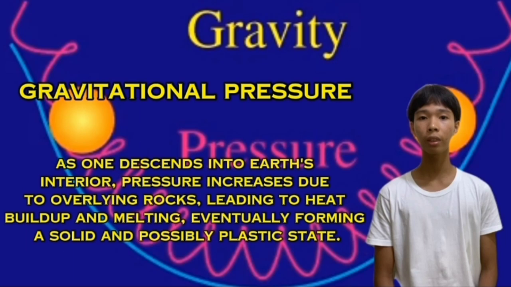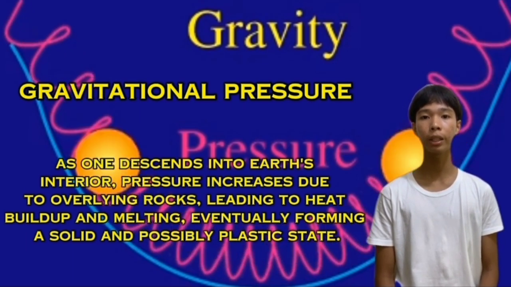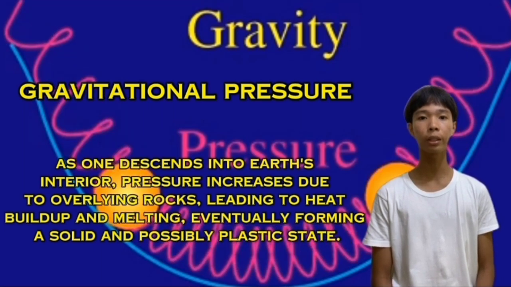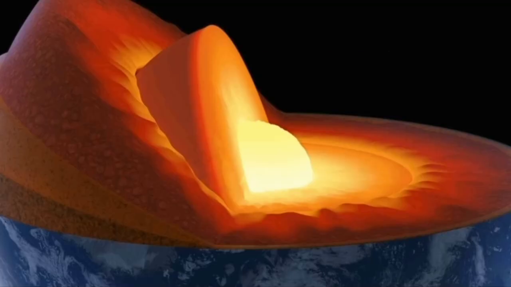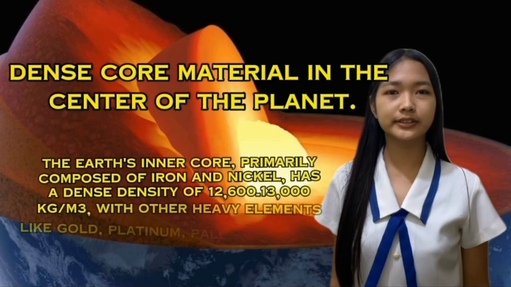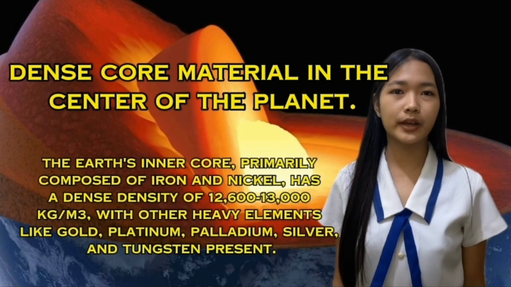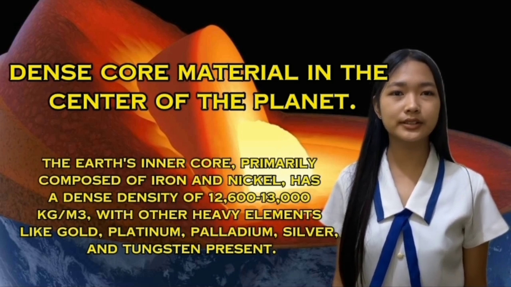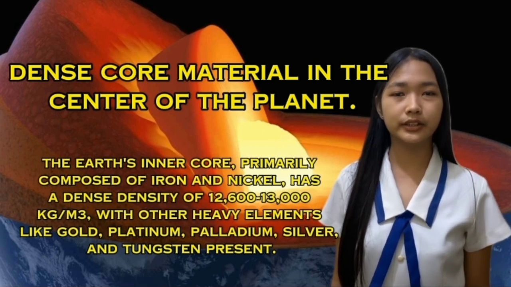The material beneath will melt towards the center of the Earth. This molten material, under tremendous pressure conditions, acquires the property of a solid and is probably in a plastic state. Dense core materials in the center of the planet. Due to the increase in pressure and presence of heavier materials toward the Earth's center, the density of the Earth's layers also increases. Obviously, the materials of the innermost part of the Earth are very dense.